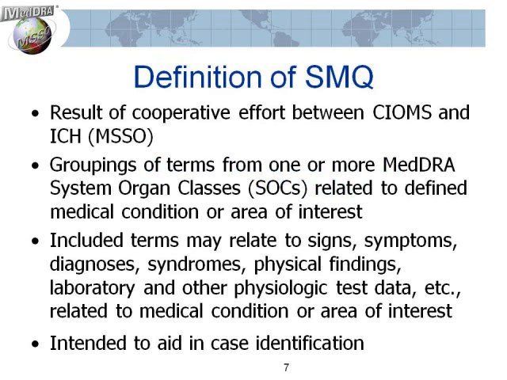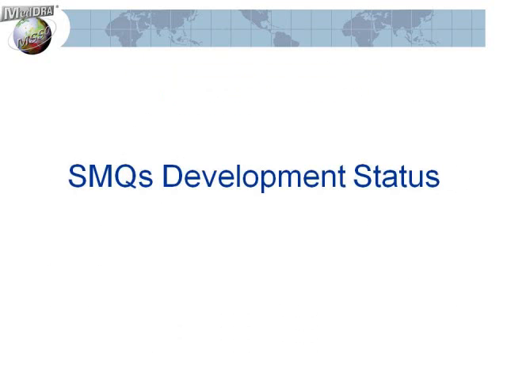SMQs are groupings of terms, usually from multiple MedDRA SOCs, related to a defined medical condition or area of interest. The included terms relate to signs, symptoms, diagnoses, syndromes, physical findings, laboratory and other physiologic test data, all related to the medical condition or area of interest.